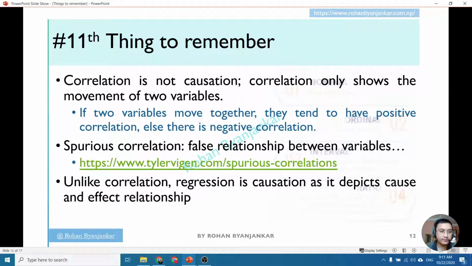And there is also the concept of spurious correlation. Spurious correlation means false relationship between variables, and for this detail you can follow the link I have given. That is https://tylervigen.com/spurious-correlations. And unlike correlation, regression is causation as it depicts cause and effect relationship.